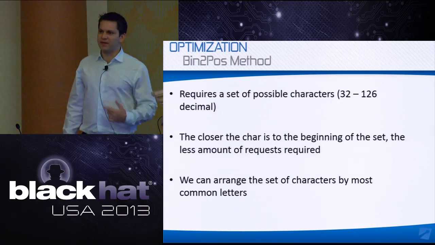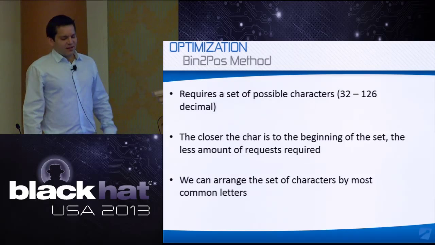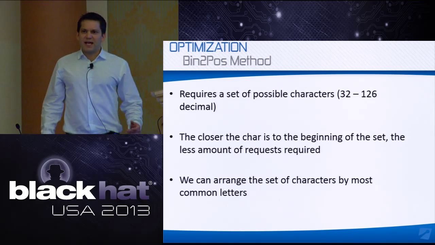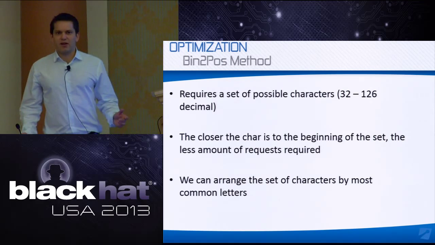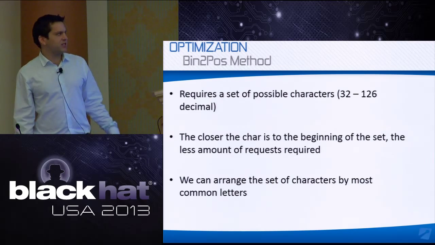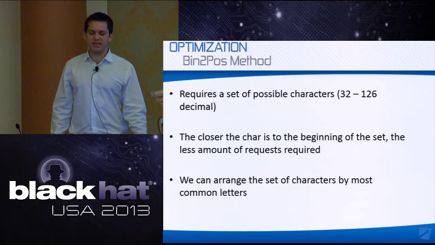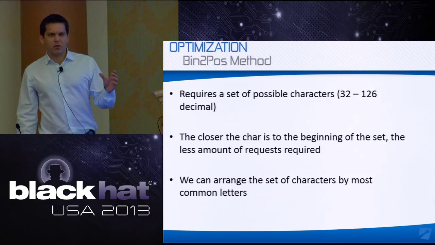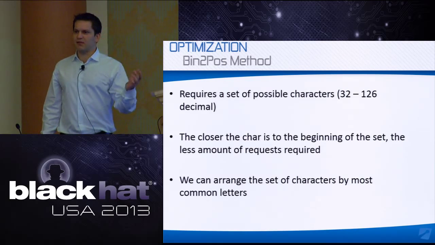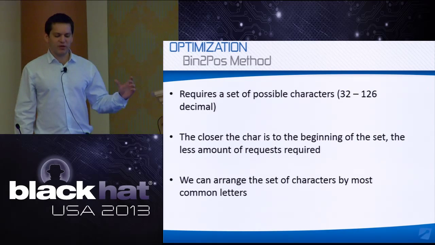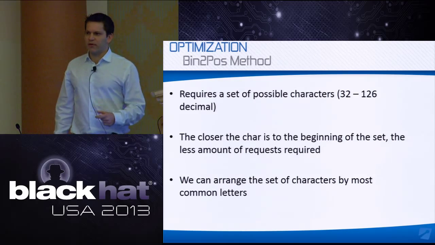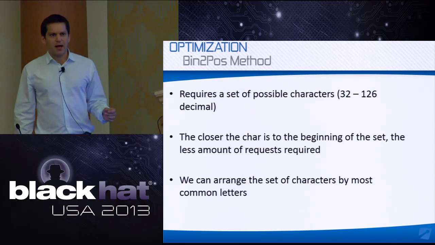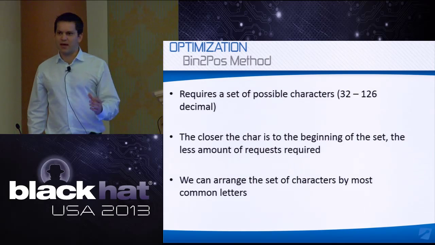Now, onto my method, and this is my favorite method. For my method, we require a set, just like the bisection method, a set of characters or an array, also using the range 32 to 126. And an important thing to know is that the closer the character we're looking at is to the beginning of the set, the fewer requests will be required to retrieve that character. So for this reason, we can arrange our sets by the most common letters in the language.